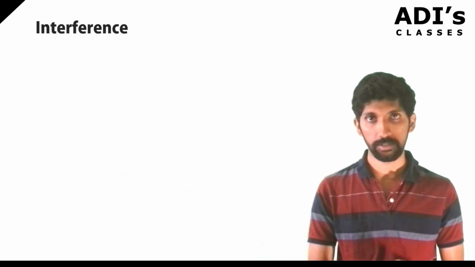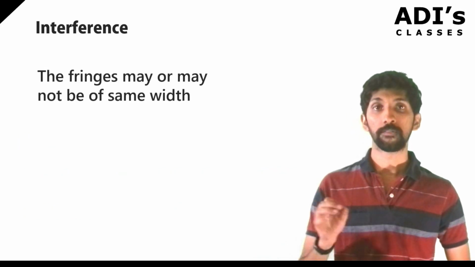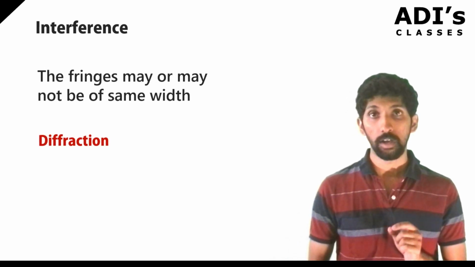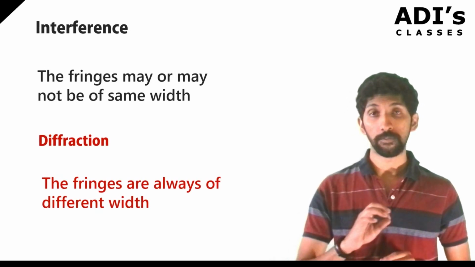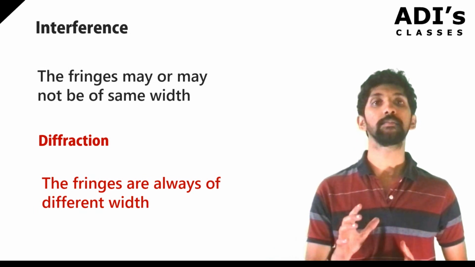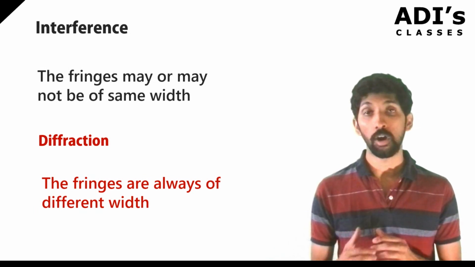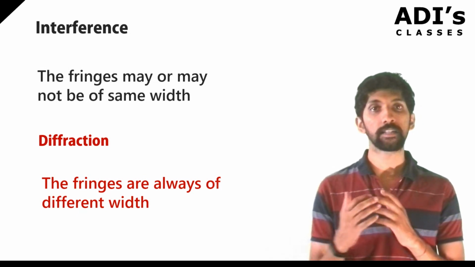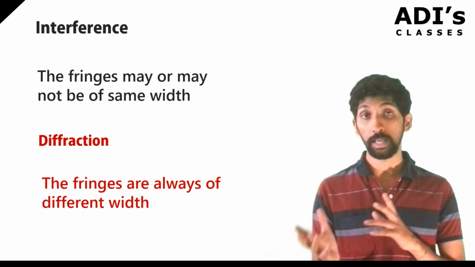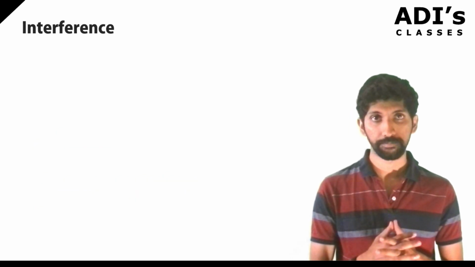The second difference, in interference, the fringes may or may not be the same width, while in diffraction, the fringes are always of varying width, because we just saw that the central maximum is always the bigger one or the biggest one, and later on the fringes will keep on reducing. Whereas in interference, it may or may not be of the same width.